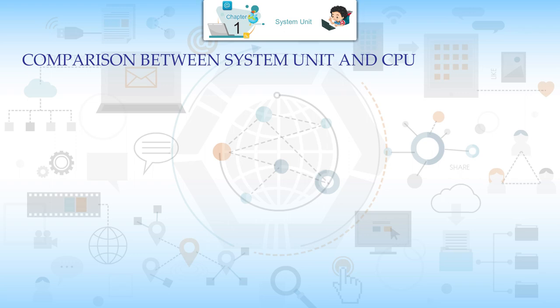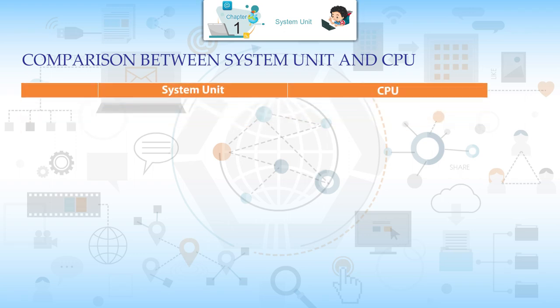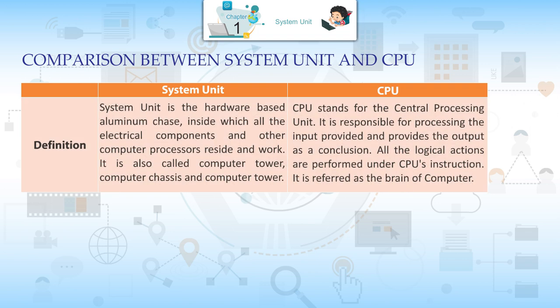Comparison between system unit and CPU. Definition. The system unit is the hardware-based aluminum case, inside which all the electrical components and other computer processors reside and work. It is also called the computer tower or computer chassis. CPU stands for Central Processing Unit. It is responsible for processing the input provided and provides the output as a conclusion. All the logical actions are performed under the CPU's instructions. It is referred to as the brain of the computer.